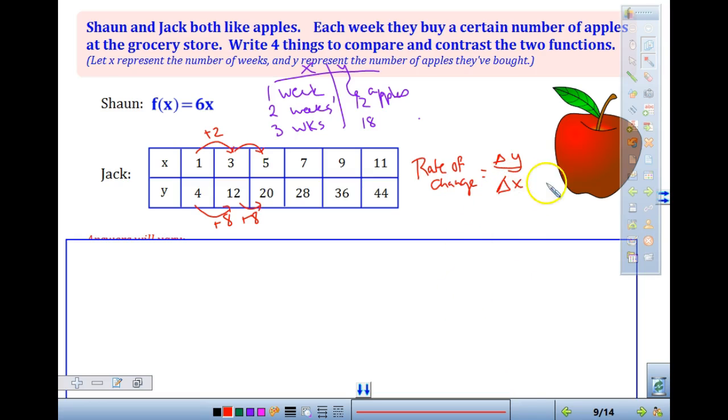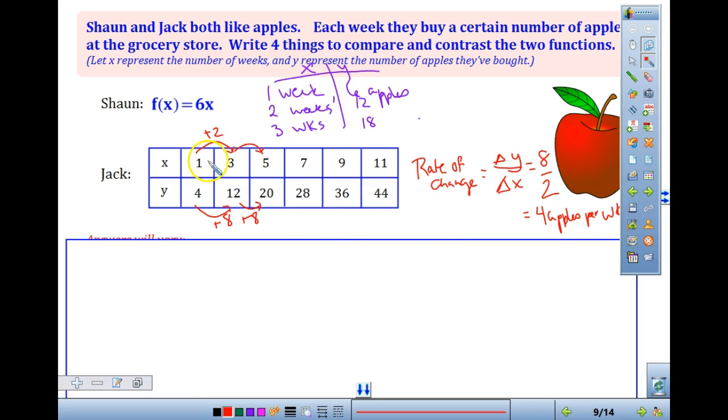And the most common mistake is that people think it's 8. He's buying 8 more a week. Is he buying 8 more a week? No. He's buying 8 every 2 weeks. He's buying 4 apples, right, per week.